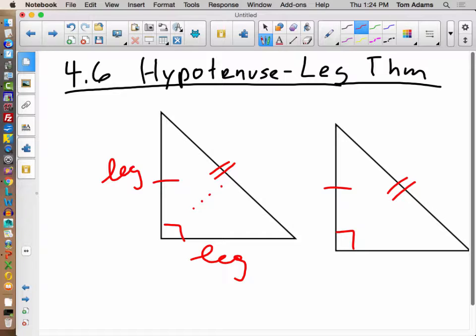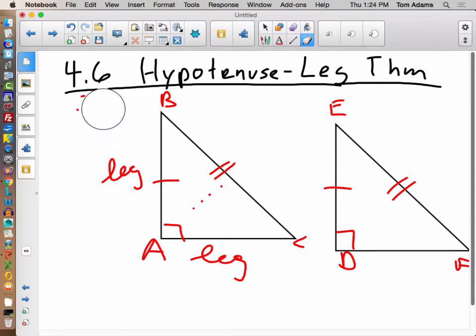So let's write this in a little more formal language. If, and let's call these triangles A, B, C, and D, E, F. I'm going to write it down a little smaller down here on the bottom. Let me slide this up a little bit.